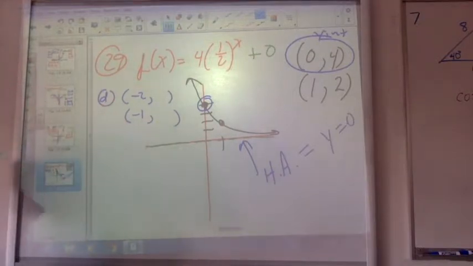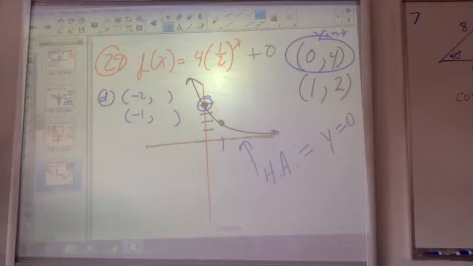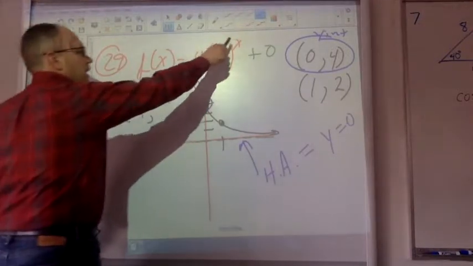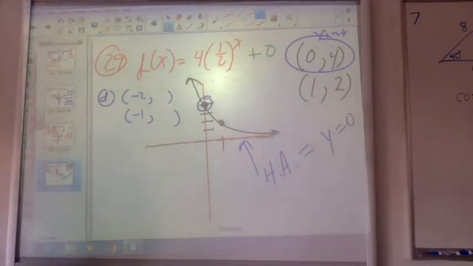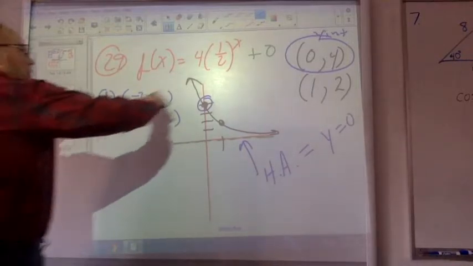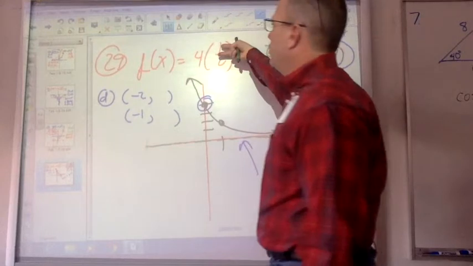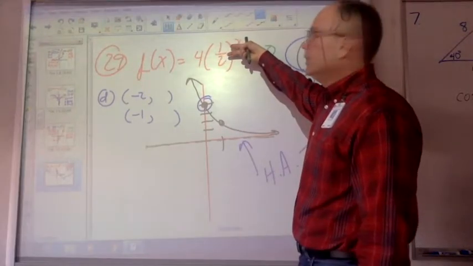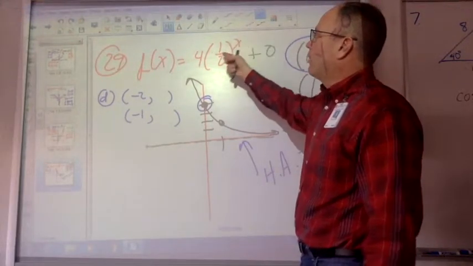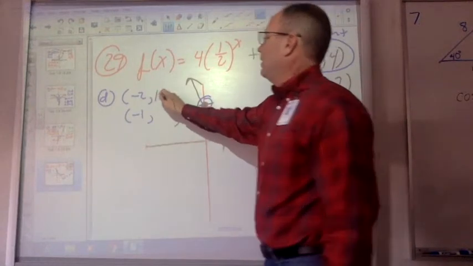Okay, so what we'd have to do is plug those points in to see. If I plug a negative into a fraction, what happens to the fraction? It flips. So if I take -2 and plug it in here, this becomes 2 squared. Yes? 2 squared is 4. 4 times 4 is 16.